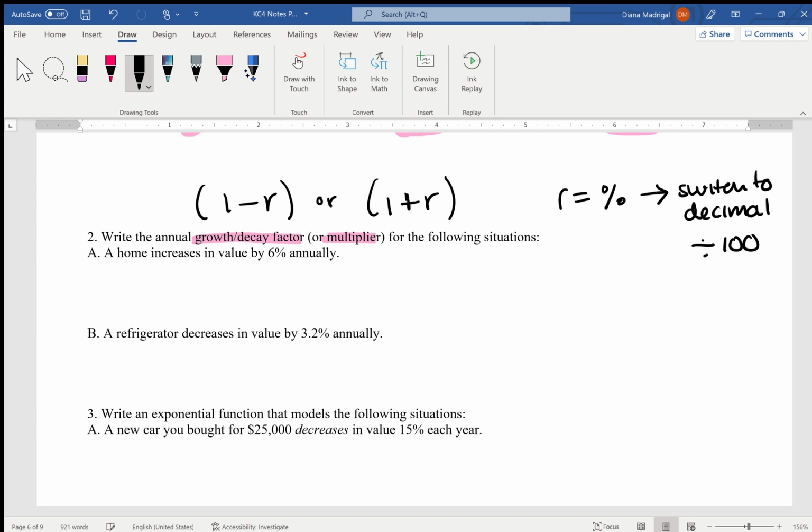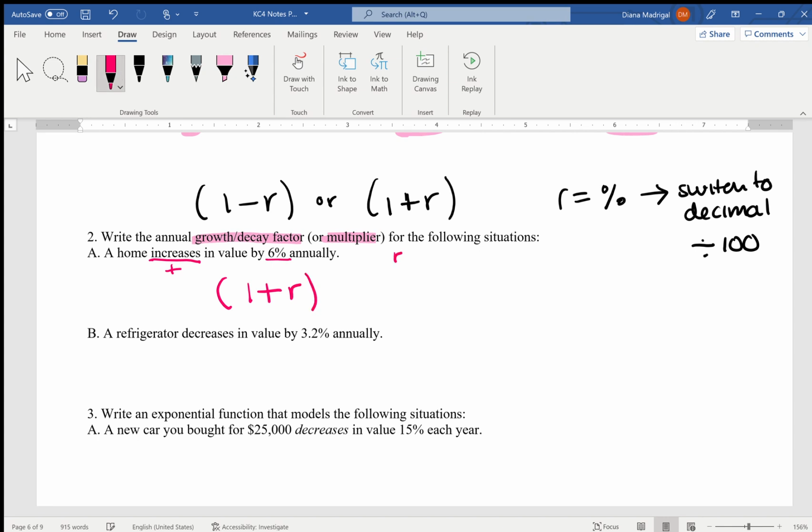All right. So in order for you to identify if it's going to be a growth or decay, you need to read the problem and find the keywords, okay, that tell you it's going to grow or decrease, increase. Those are the words that I'm looking for. So for example, 2A says a home is going to increase in value by 6% annually. Okay, increases means that you're adding, so that means I'm actually going to be doing 1 plus r.